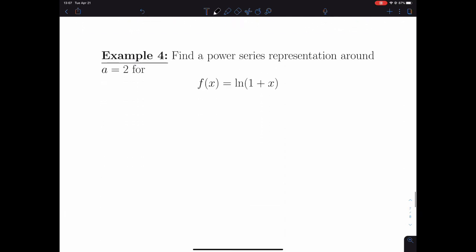Okay, so here's another example. I'm going to do a power series representation around a equals 2 for natural log of 1 plus x. Okay, so the first thing I'm going to do is I'm going to make a table of derivatives.